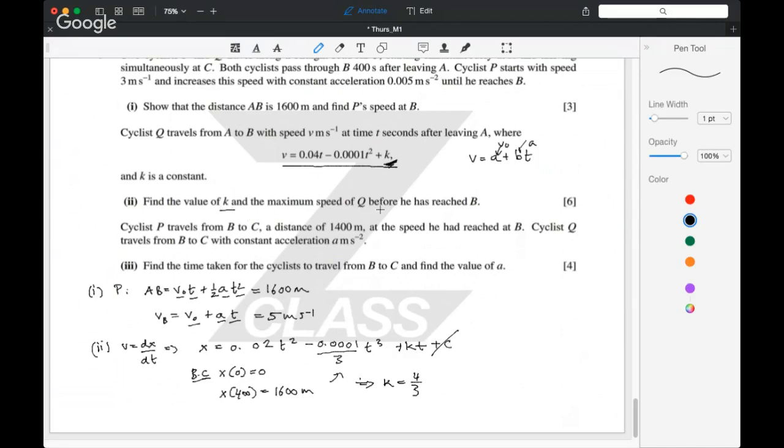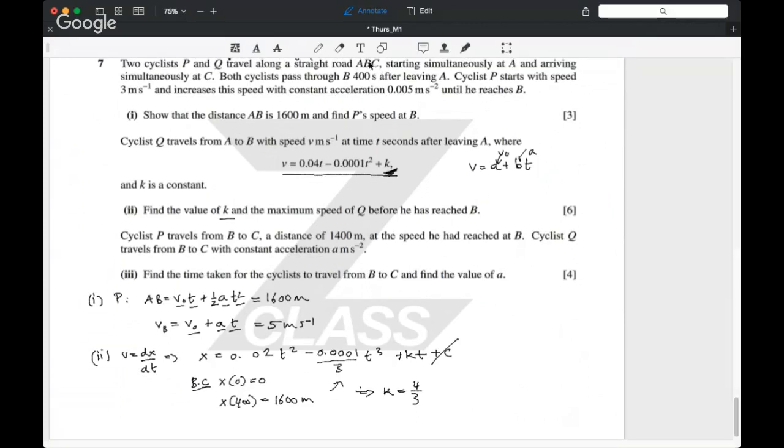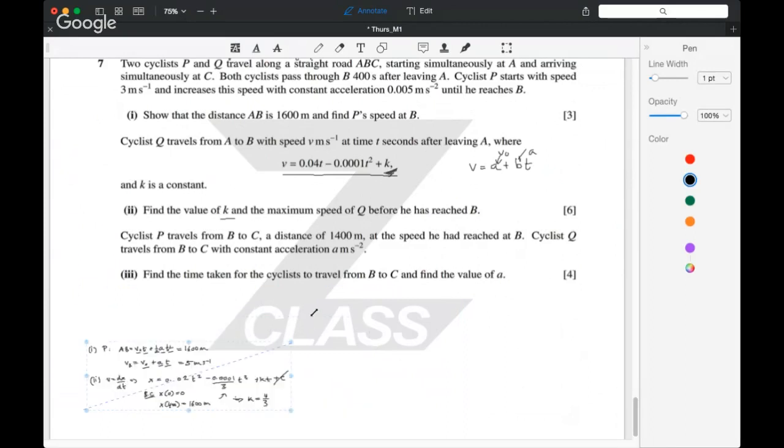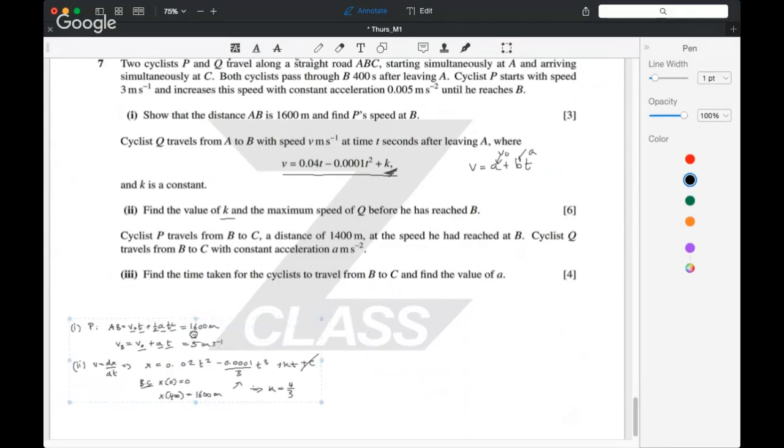Now we need the maximum speed of Q before he's reached B. Well, what do we do when we look for maxima and minima? We differentiate, of course. So we integrated this equation to find out what k was. Now we're going to differentiate this original equation. So we're going to find the acceleration, because the derivative of the velocity is just acceleration. So I'm just going to get this out of the way a little. I hope it's still readable.